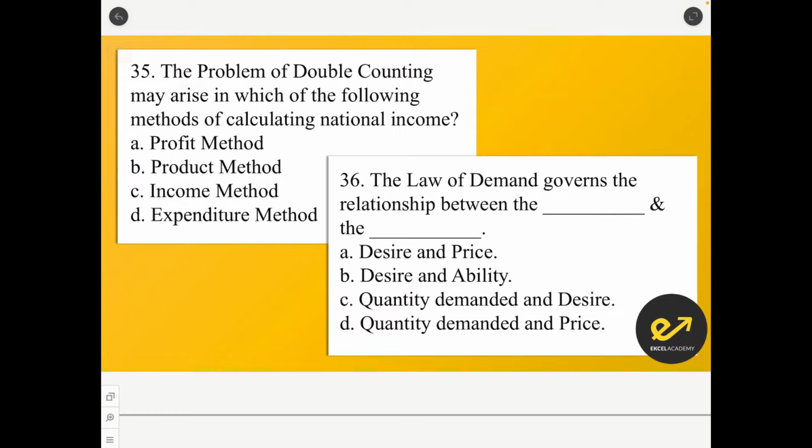Then the problem of double counting may arise in which of the following methods of calculating national income? It comes in the value added method. Value added method is also called the product method. The law of demand governs the relationship between Dash and Dash, quantity demanded and the price.